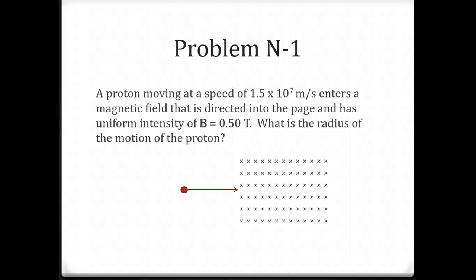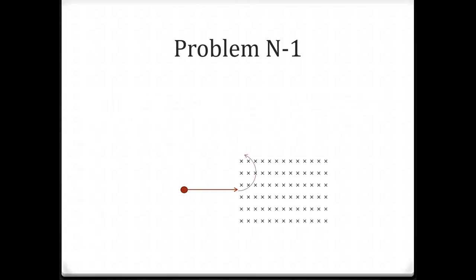So let's do a quick example problem. We have a proton that's moving at 1.5 times 10 to the 7th meters per second. It's going to enter a magnetic field that's directed into the page with a uniform intensity of 0.5 Tesla. I want to know, what is the radius of the proton's motion? First of all, we can figure out what is going to happen to the proton after it hits the magnetic field. It's going to curve in the upward direction. If you follow along with your right-hand rule, you'd notice that, yep, this does work.